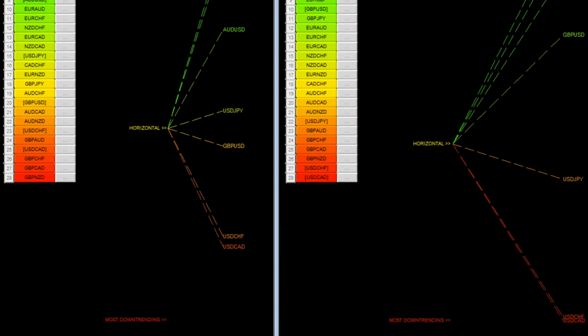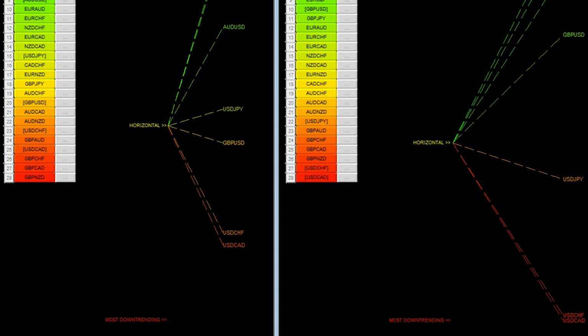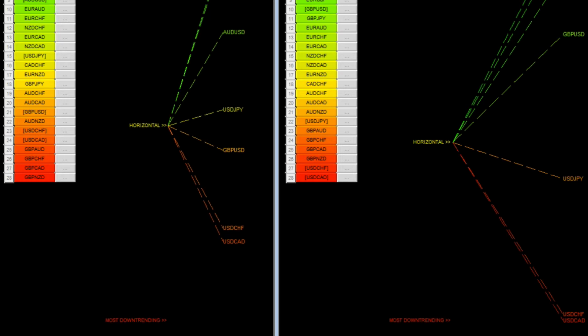See the pair on the 1 minute just trying to push higher there. You see the dollar CAD has actually moved up a little bit now. Off spot 27, we're now up to spot 25 on the ladder. You can see on the array, the angle on the array is flattening off a little bit for the dollar CAD on the 1 minute.